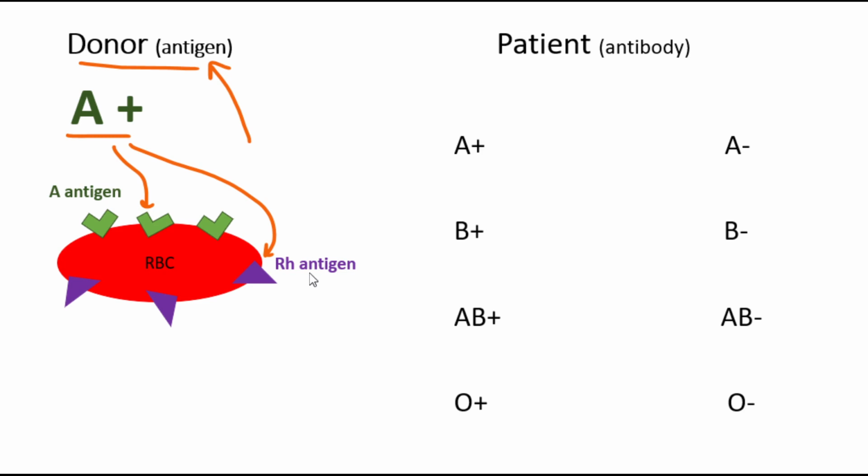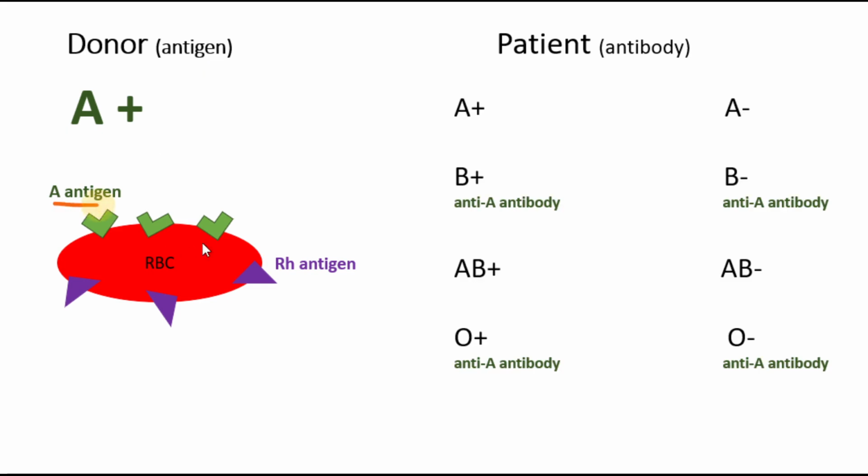So first, I eliminate the patients that are not okay with receiving A antigen. I know individuals who have blood type B and blood type O have antibody against A. So quickly I eliminate these 4 groups because none of these 4 groups accept receiving A antigen. Then I look at the remaining 4 groups. Which one of these 4 groups is not okay with receiving Rh antigen?